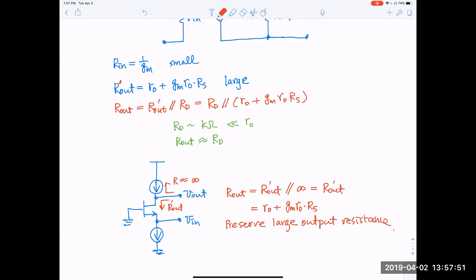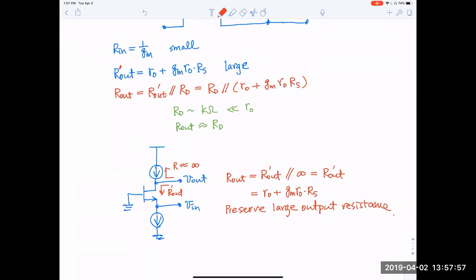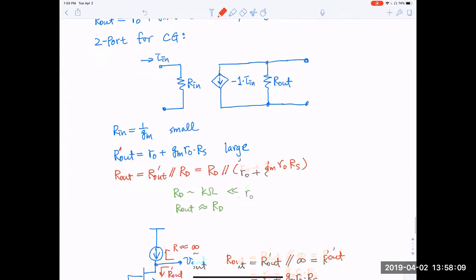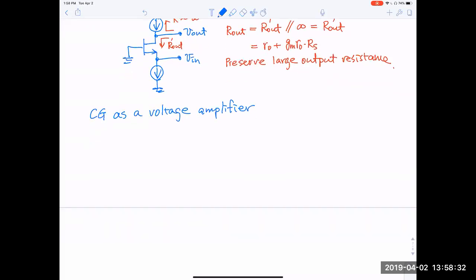Okay, so that's very interesting. We have obtained an alternative type of amplifier configuration that provides current amplification with low input resistance and high output resistance. Very often, as we go on, we will also use a common gate as a voltage amplifier as well. And we can analyze what would be the gain if we use this as a voltage amplifier.